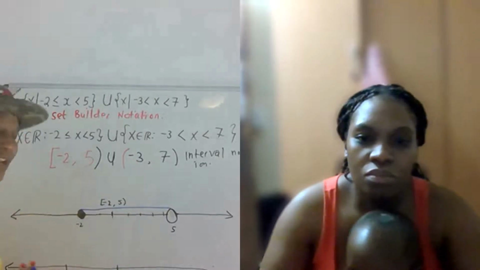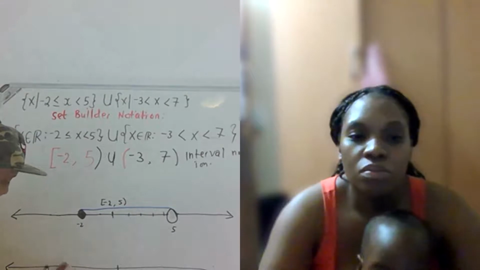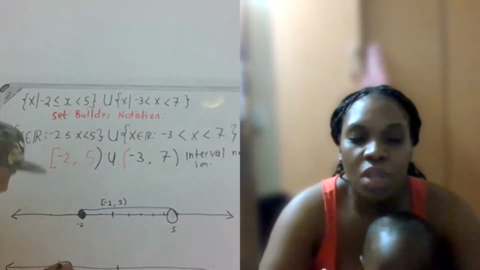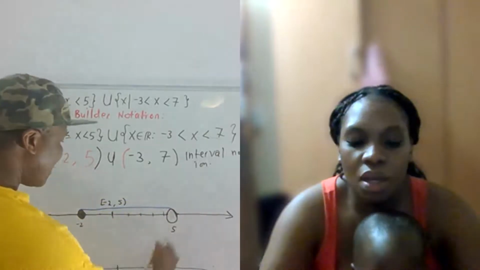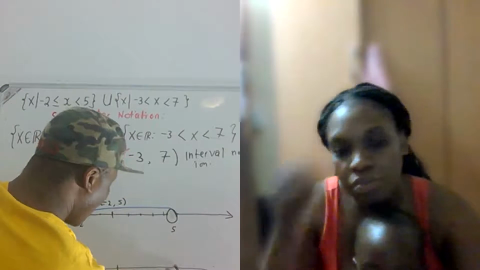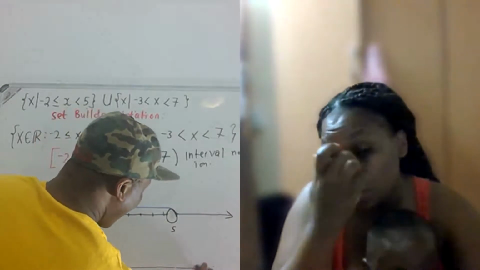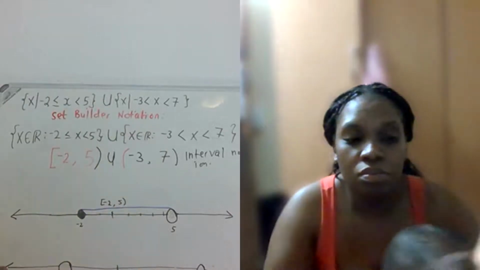But is it including or excluding? Excluding. So it means we're going to say here inside is going to be empty. And all the way to 7, which is also excluding. The 5 is going to be somewhere here, 6, 7, let's say somewhere here, but it's also excluding. So both excluding.